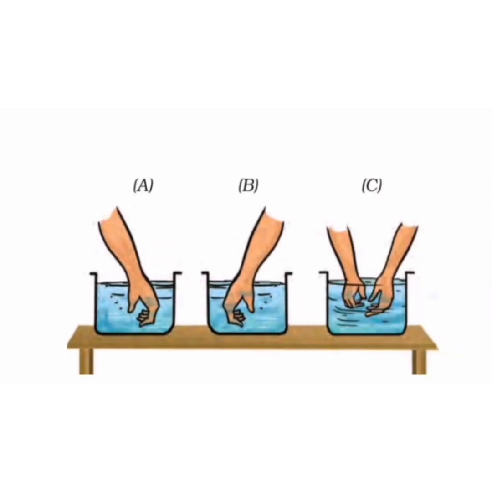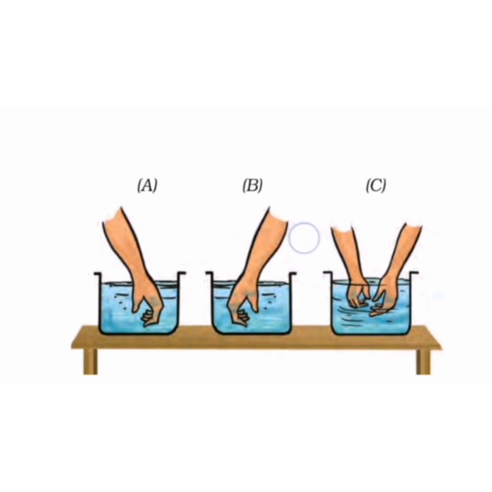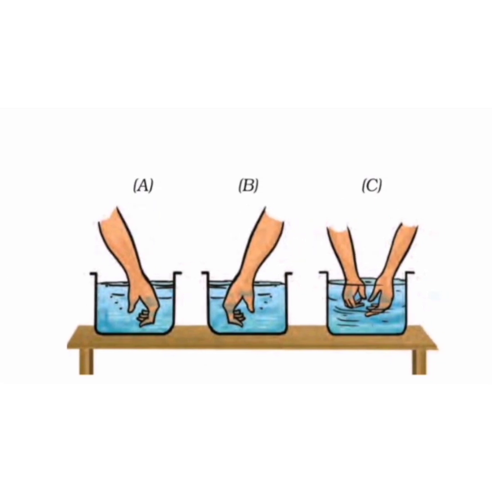Let us take three small containers and label them A, B, C. Put cold water in container A and hot water in container B. And mix some hot and cold water and take that in container C. Now dip your left hand in container A and your right hand in container B and keep them there for 2 to 3 minutes. Then put both hands in container C.